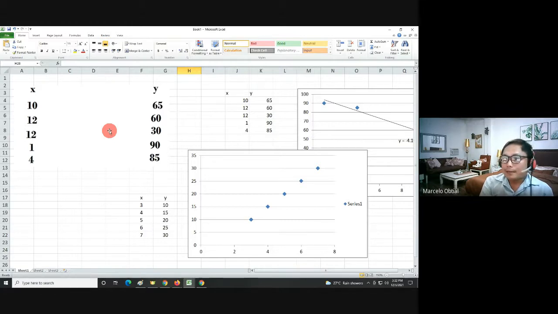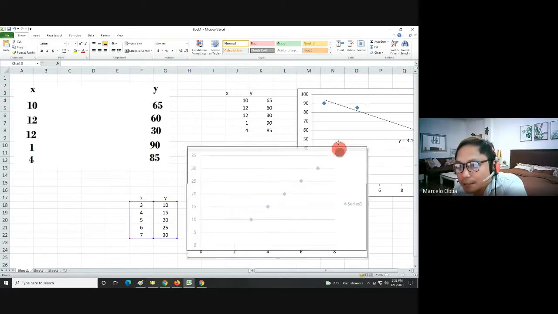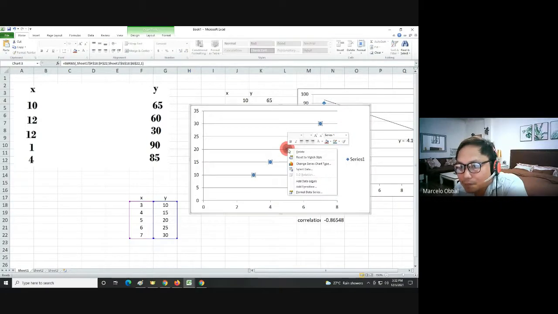But our data is around 0.87, negative 0.87. That means it's still high. So the teacher still has the right to say that it will really affect your grade when you play online games.